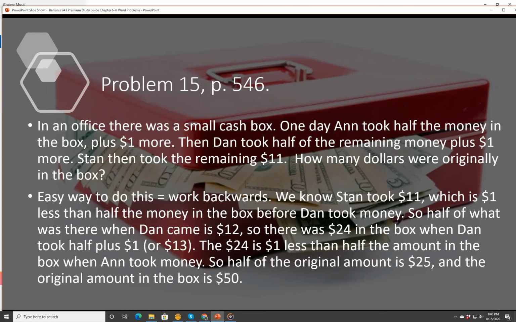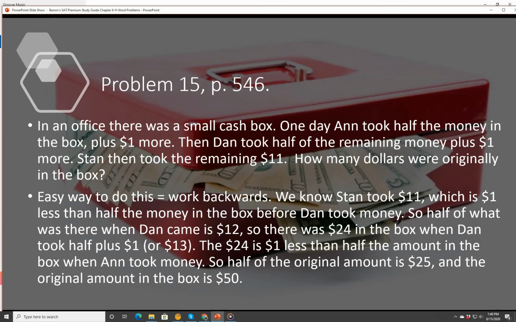Problem 15. In an office, there was a small cash box. One day, Ann took half the money in the box plus $1 more. Then Dan took half the remaining money plus $1 more. Stan then took the remaining $11. How many dollars were originally in the box? There's an easy way to do this. Work backwards.